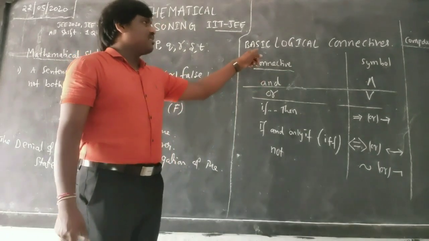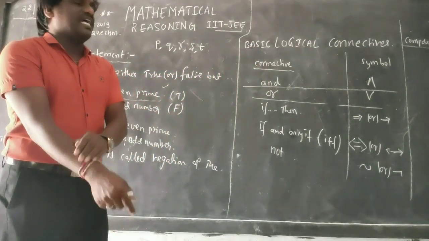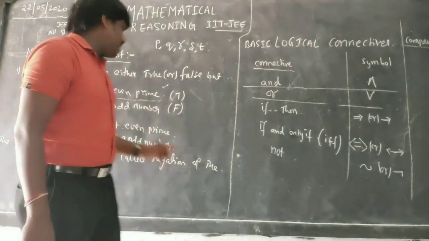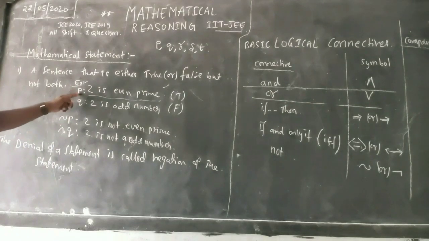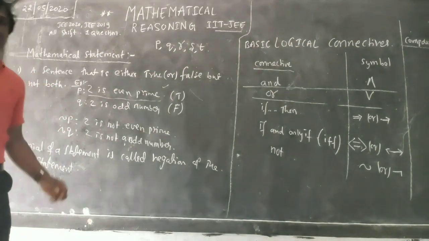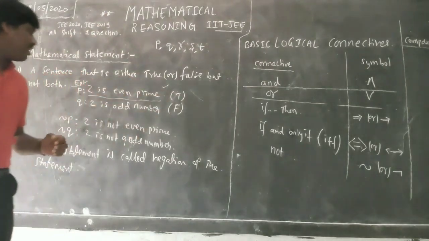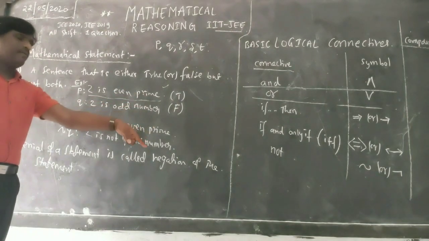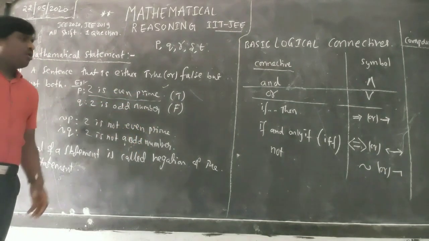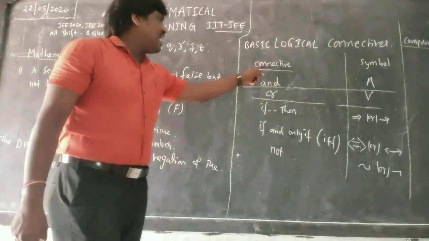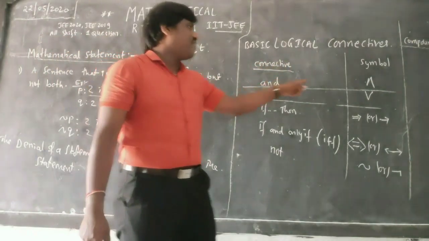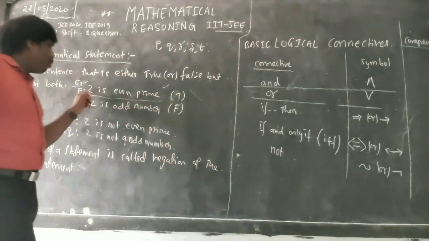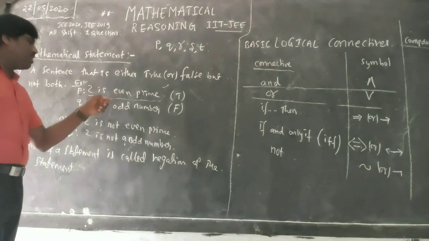So there are connectives like this. These are called basic logical connectives. What are the logical connectives we have? AND. If I have P and Q, I want to connect both statements using AND. I can say "2 is an even prime and 2 is an odd number." Like that I can connect it. A connective is nothing but a connection, and AND is one connection. This is the symbol for it.